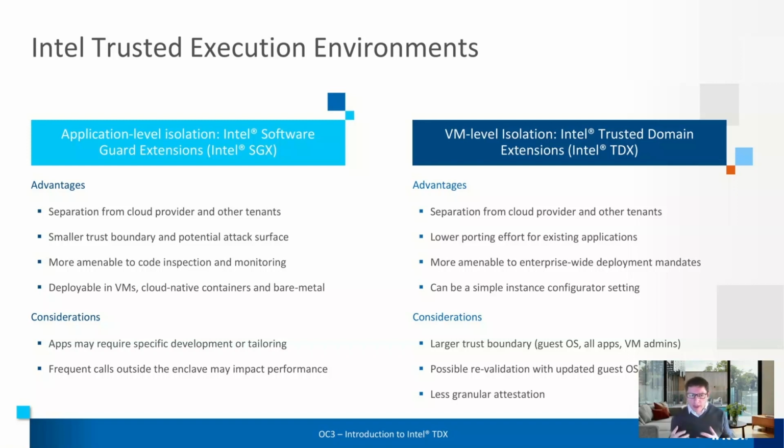Now the trade-off is that you're going to add more software into that trust boundary. So your trust boundary is going to be a little bit larger than it is with SGX, but it's going to be easier to get there. Now, if you have to update your guest and the application, you may need to revalidate that, so you need to take those things into consideration. Of course, if you've got more in the TD, the trust domain, then the attestation that you're going to get is going to be a little less granular. So those are the top level compares and contrasts between the two different technologies.